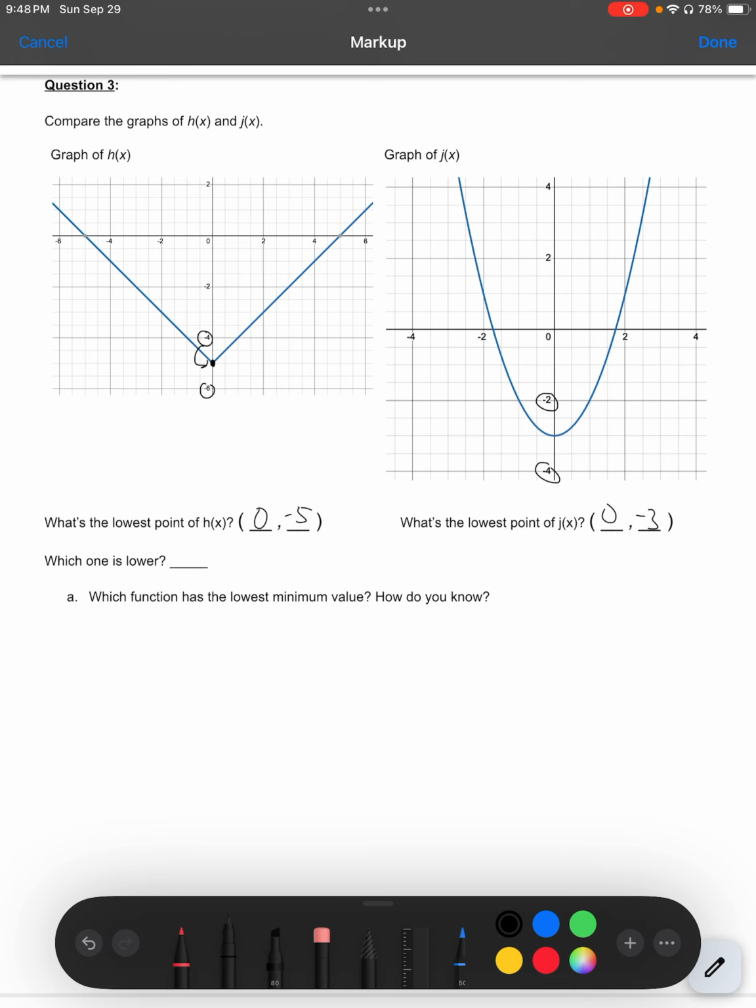So if we have h of x that goes down to -5, and we have j of x that goes down to -3, which one is lower? So the only thing that we really need to think about is, let's say that we have j of x that goes down to -3. Where would that go if I put it on this graph? Well, if it starts at -3, if that's the lowest it gets, -3 right here, that's the lowest that j of x ever gets. Well then, if I were to put j of x onto this graph, it would look something like this.